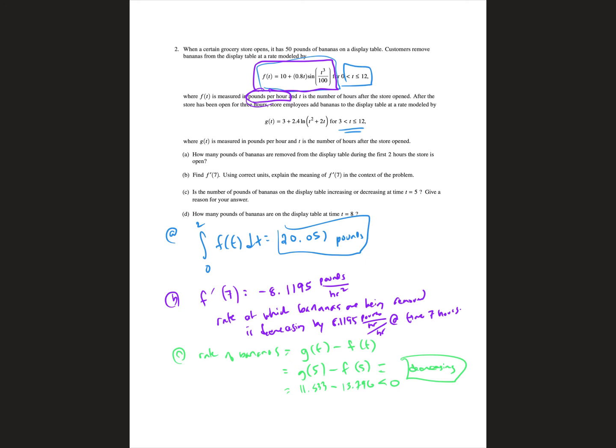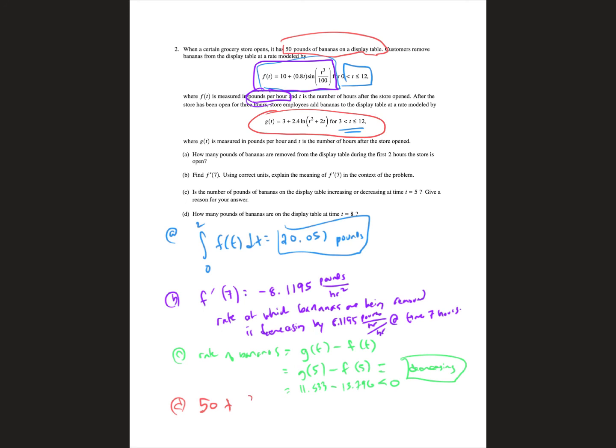So now when I look at part D, how many pounds of bananas are on the display table, remember the amount of something is how much did we have at the start plus how much stuff was added minus how much stuff was taken away. All right, so the number of things we had at the start, this is the first time we've actually used this number, is 50 pounds of bananas at the beginning. All right, so we're going to start with that 50 pounds. We're going to add the number of bananas that have been added. And remember that that is G of T, so that's the employees' stuff.